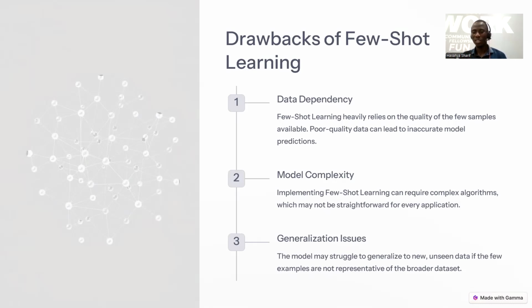The model may struggle to generalize to new unseen data if the few examples are not representative of the broader set. So this is a call for everybody who is going to use this model to select the features which can represent the entire data set that you're going to be using, so that in case you're trying to predict, you can easily refer to the data set which was given.